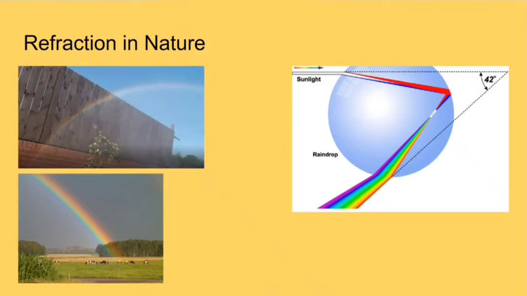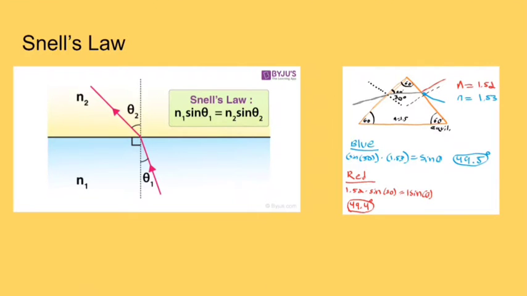The same idea applies to rainbows that appear from rain. The white light from the sun enters the droplet, dispersion happens, the light then gets refracted, exiting the droplet, and the rainbow colors exit. Snell's law is used to calculate the degree of refraction in relation to the incident ray.